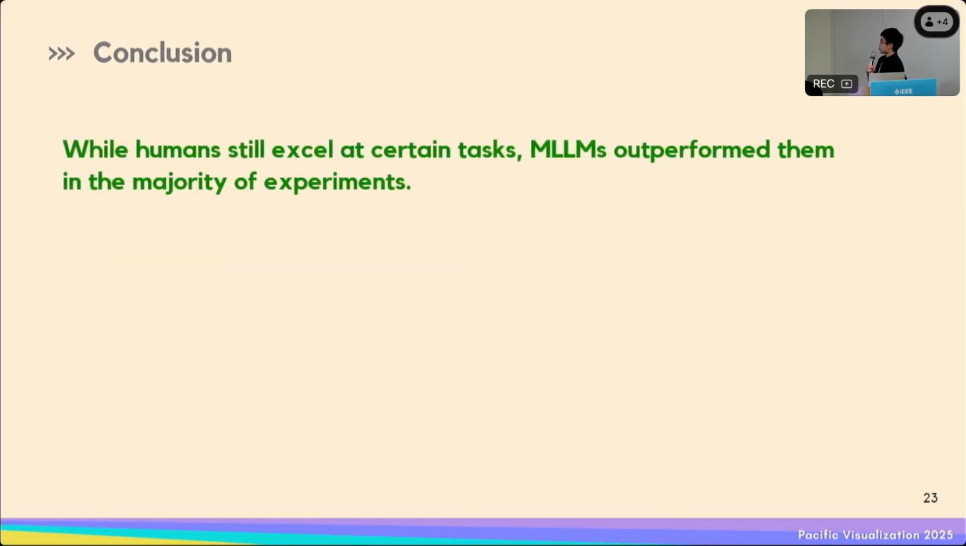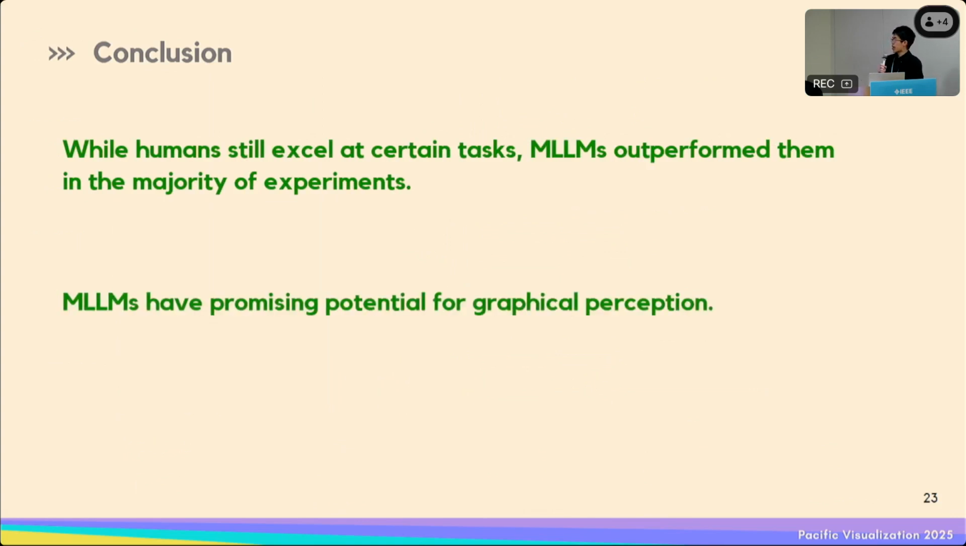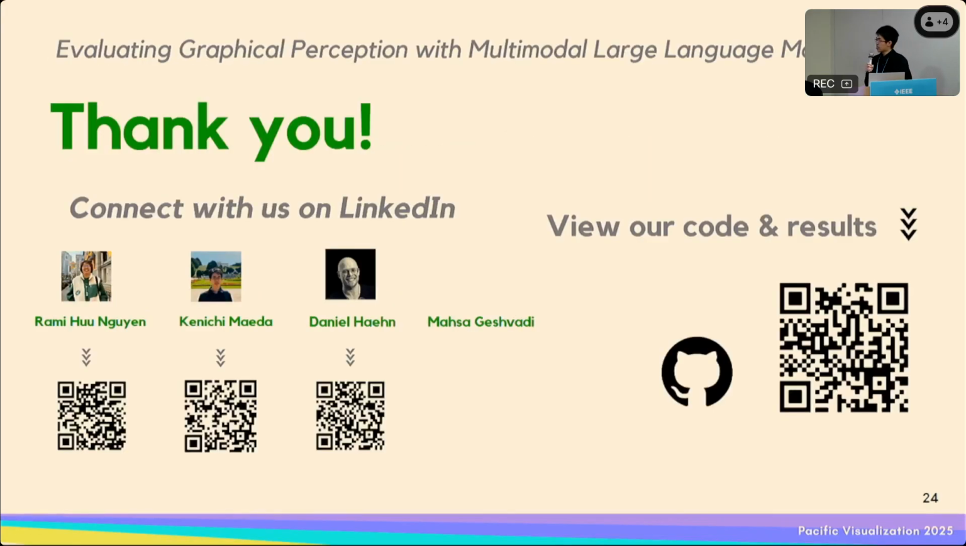So here's a quick conclusion. While humans still excel at certain tasks, we saw that multimodal large language models outperform humans in the majority of the experiments we conducted. So if I were to give one key takeaway, that would be that multimodal large language models have promising potential for graphical perception. Of course, there are many more models out there, and there are many more visualizations that need to be tested, and that will be our future work. And that's all for my presentation. Thank you very much.